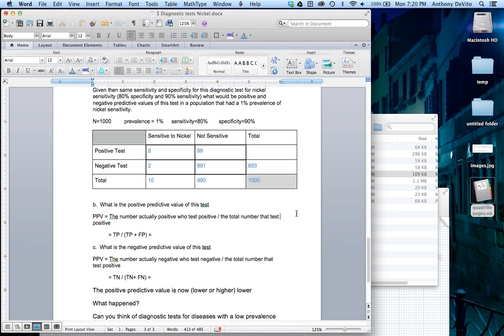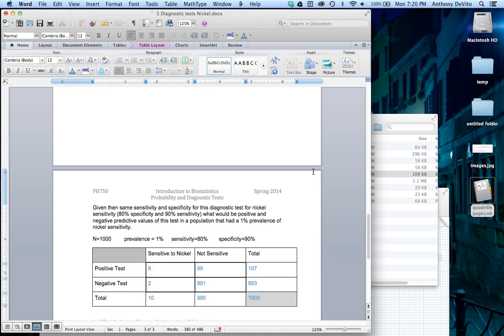How many negative tests did you get? How many people tested negative? 893. How many of those 893 actually were negative? 891. So your negative predictive value was 891 over 893. Okay? So that's pretty good, right? Got to be like 99.99 or 8%. All the way back up to the very first page.